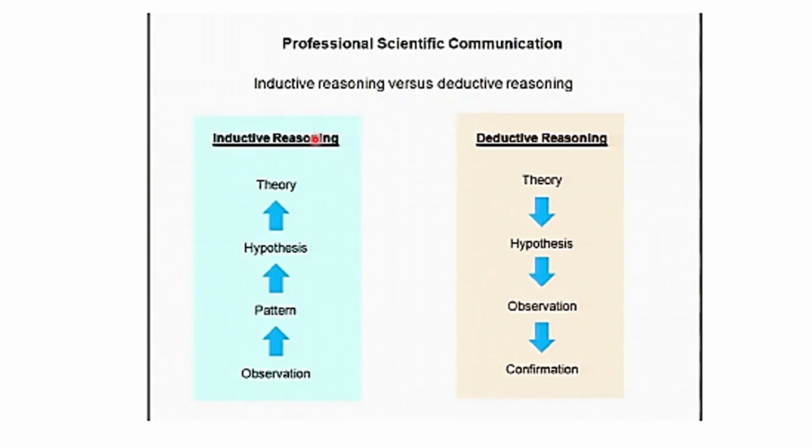In inductive reasoning, you observe some things, you find a pattern from those things, then you make a hypothesis and then theory. But in deductive reasoning, we have a theory, we have a hypothesis in mind, and then we try to formulate experiments to basically demonstrate the hypothesis, and then we move ahead to confirmation. So this is mostly followed in scientific communication, deductive reasoning. So theory, hypothesis, observation, and confirmation.